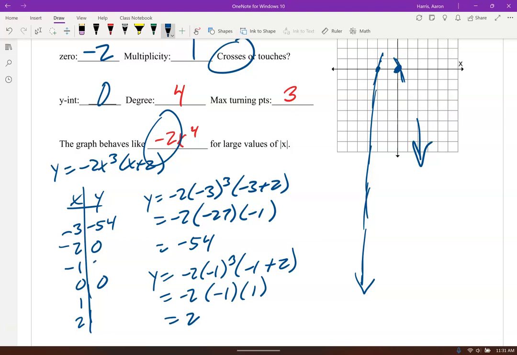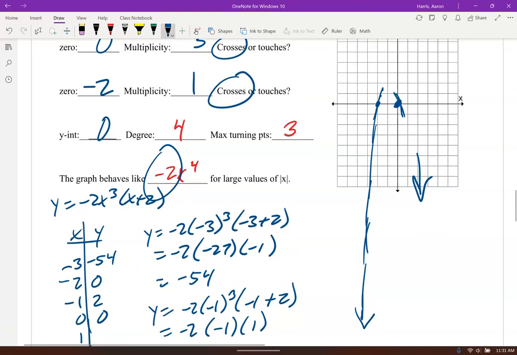Looks like I get 2. So negative 1 comma 2. So it'll come up. I mean, ideally, I'd probably throw in like negative 1.5. I think that actually hits up here a little bit, and that's going to come down. I might have to throw in negative 0.5. It's going to cross through here. Let me throw in 1. If I throw 1 in, I get negative 2 times 3, negative 6.